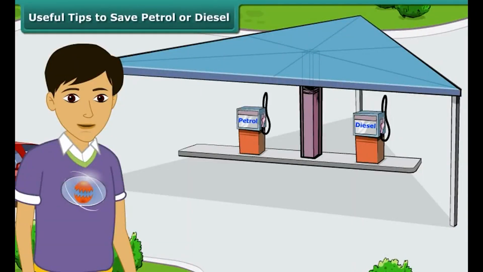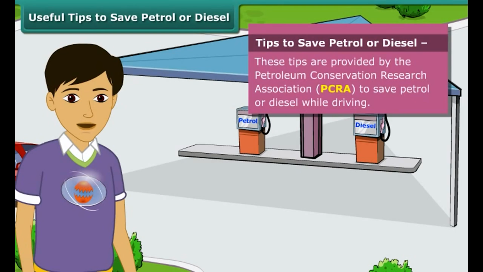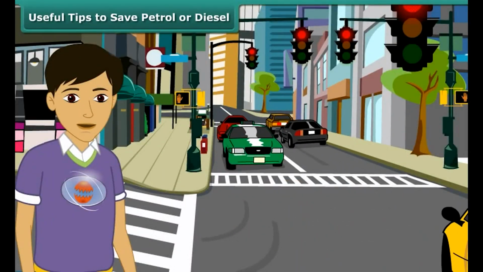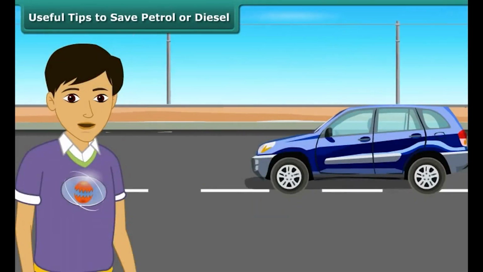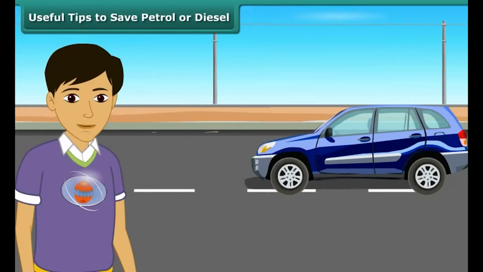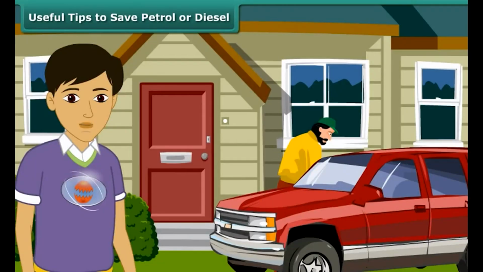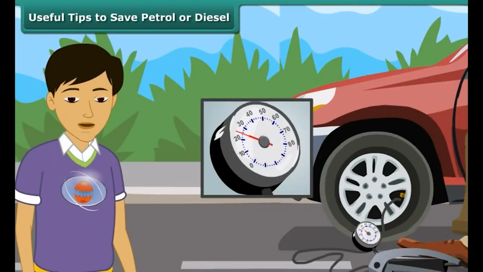Friends, as we know, petrol and diesel are exhaustible resources, that is, the amount of them in nature is limited and will deplete one day. It is important to use these resources carefully. Here are a few useful tips for us as advised by the Petroleum Conservation Research Association, PCRA. 1. We should switch off the engine at traffic lights or traffic jams. 2. Drive at a constant and moderate speed as far as possible. 3. We should also ensure regular maintenance of the vehicle and correct air pressure in tires.